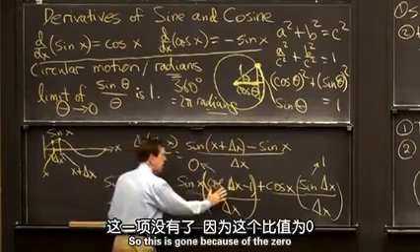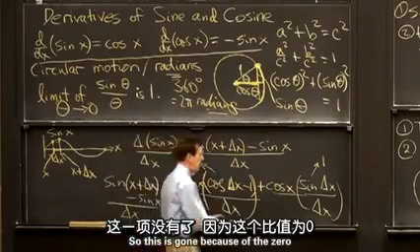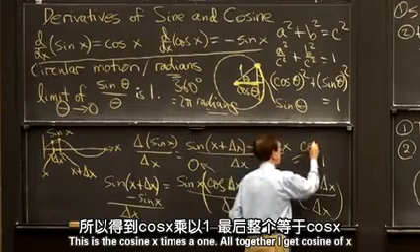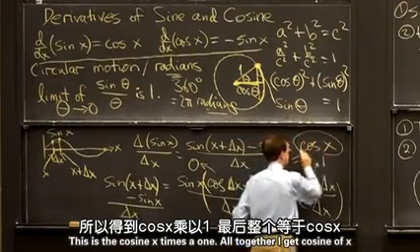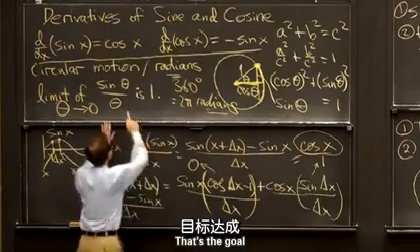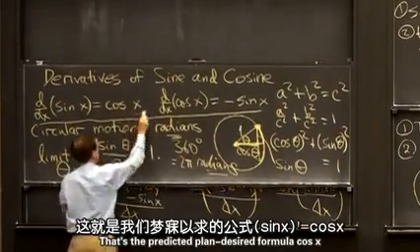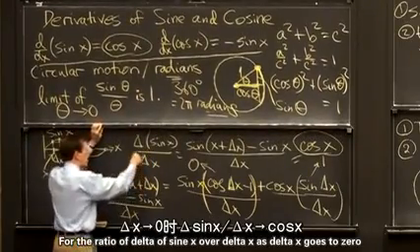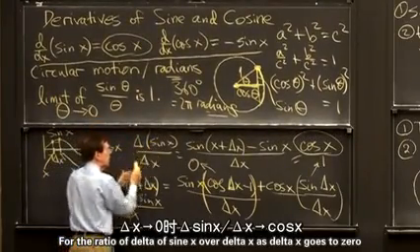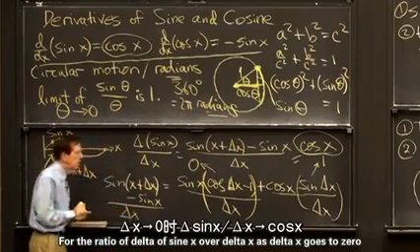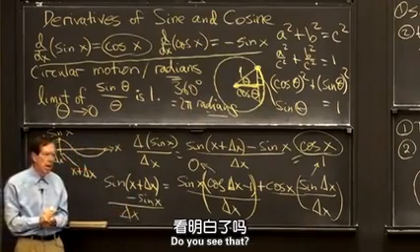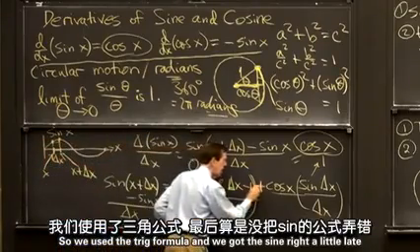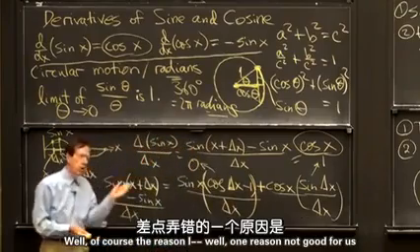So this is gone because of the 0. This is the cosine x times a 1. Altogether, I get cosine of x. Hooray. That's the goal. That's the predicted, planned, desired formula, cosine x, for the ratio of delta of sine x over delta x as delta x goes to 0. Do you see that? So we used a trig formula, and we got the sign right a little late.